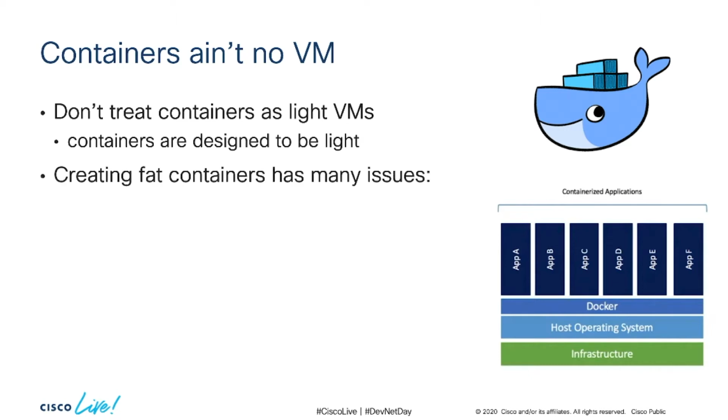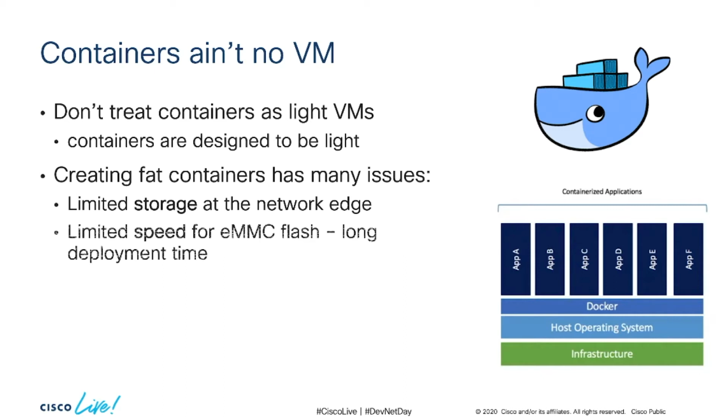Another reason, in particular on Cisco platforms, is that fat containers have many issues, so don't do that. We have limited storage at the network edge. Some of those platforms, such as the IW6300 access point, have only 256 meg of storage space. Considering you need 3 times the storage space when you deploy a container because of temporary file writing requirements, overlay FS, etc., you need to be very careful about your container size. That's a problem we see very often.